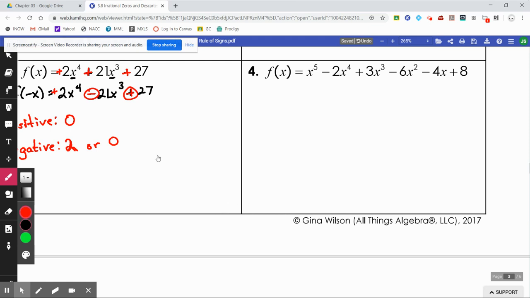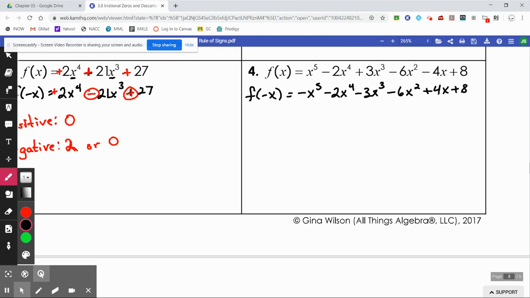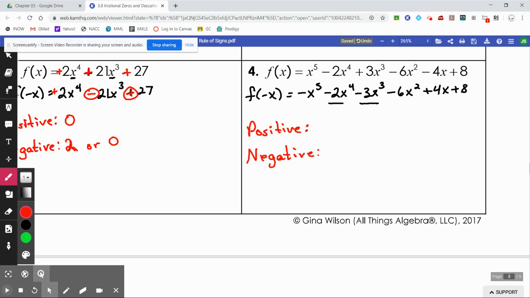Number 4. And I've done that for you. Notice that here you kept the negatives, and maybe here you dropped the negatives, so the 2 stayed negative. You didn't have a negative times a negative. Now let's see how many positive and negative solutions I am going to have as a result of this.